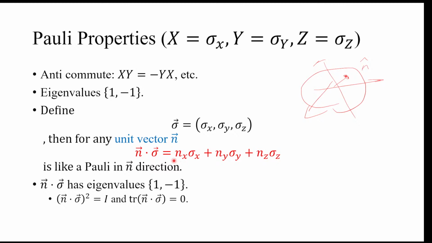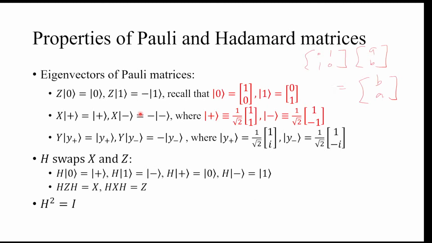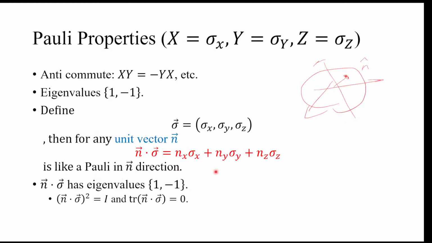These nx look like sigma x, but they are totally different. nx is a number, and sigma x is a 2x2 matrix, just the 2x2 matrix we talked about before. So this equation is a linear combination of three 2x2 matrices, and in the end you get also a 2x2 matrix. So this n dot sigma notation means you get a 2x2 matrix.